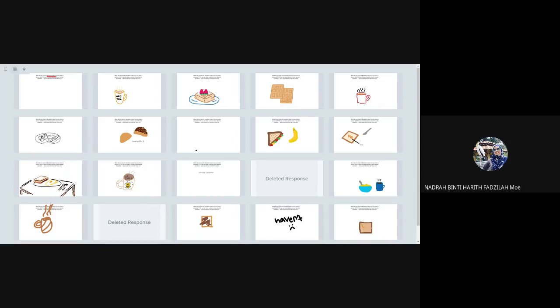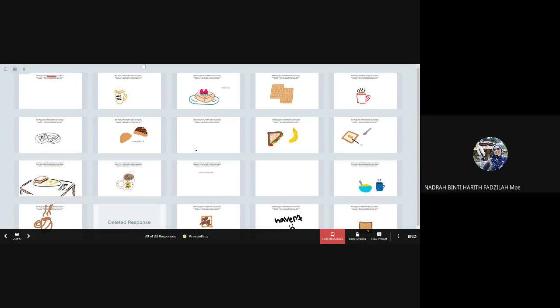apa ada yang breakfast dia sangat, saya tengok macam hotel punya breakfast ya, macam big breakfast, ada macam-macam kat situ, ada telur, ada sausage, ada butter, ada yang makan waffle, macam-macam. Okay, so thank you so much for your submissions. InsyaAllah kita cuba habiskan 5 hingga 10 minit lebih awal supaya kita ada ruang untuk ambil breakfast lepas ni before the next class, okay?